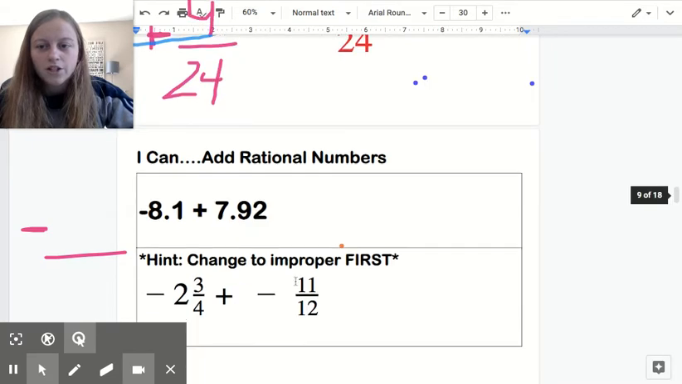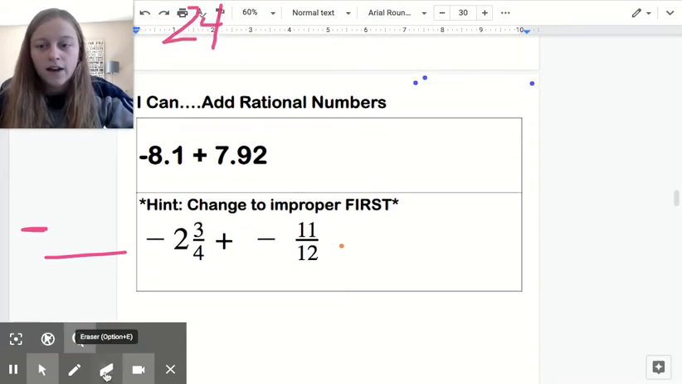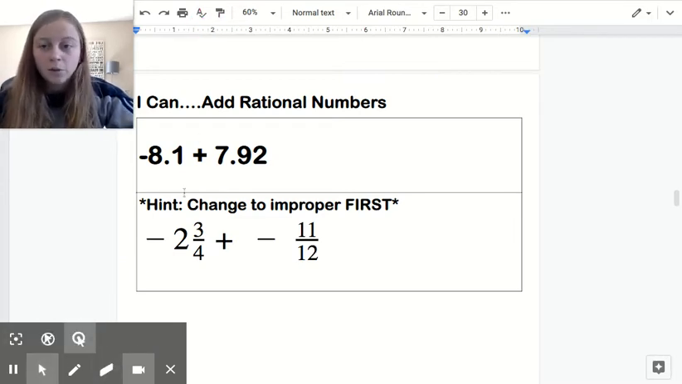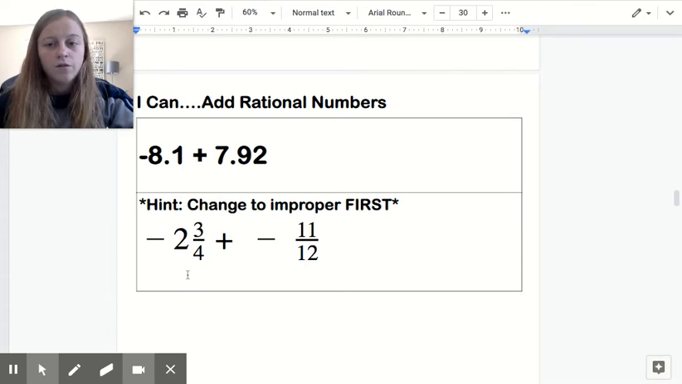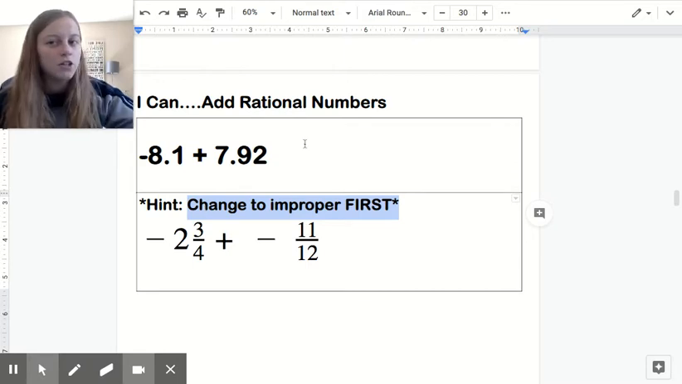Okay, what I want you to do now is you are going to try both of these in your notebook, and we're going to evaluate how you are doing. So try both the decimal problem and the fraction problem. I did give you a little hint here. Remember, when you're dealing with fractions and mixed numbers, change them all to impropers and then deal with your problem.